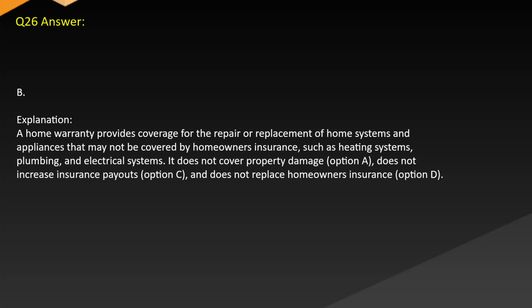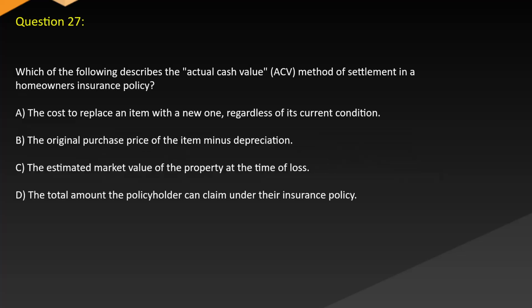Answer B. Explanation. A home warranty provides coverage for the repair or replacement of home systems and appliances that may not be covered by homeowners insurance, such as heating systems, plumbing, and electrical systems. It does not cover all property damage, option A, does not increase insurance payouts, option C, and does not replace homeowners insurance, option D.